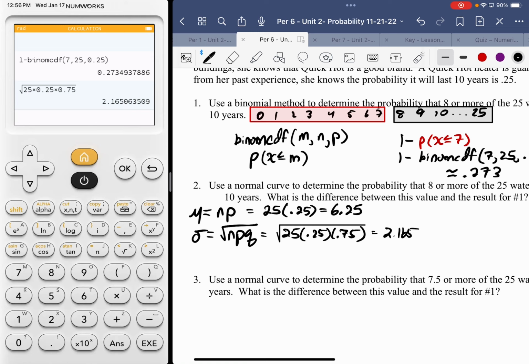Yeah, 2.165. So we have our mean and our standard deviation. We would use a norm CDF range or norm CDF, depending on how you want to approach it. So what I'm asked for here is the probability that X is greater than or equal to 8. So I need to know the corresponding Z-score. Z is equal to X minus mu over sigma. So 8 minus 6.25 over 2.165. So I'll crunch those numbers.